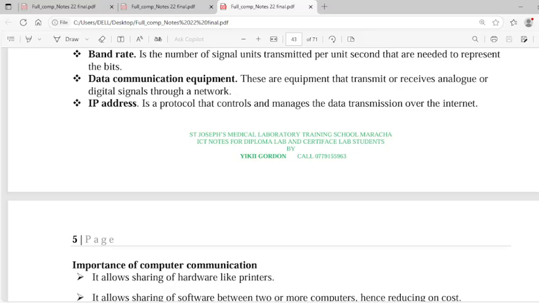Lastly, we have the IP address. IP is a protocol that controls and manages data transmission over the internet. IP in full is Internet Protocol. This is basically a set of rules. A protocol is a set of rules that manages or governs a network.